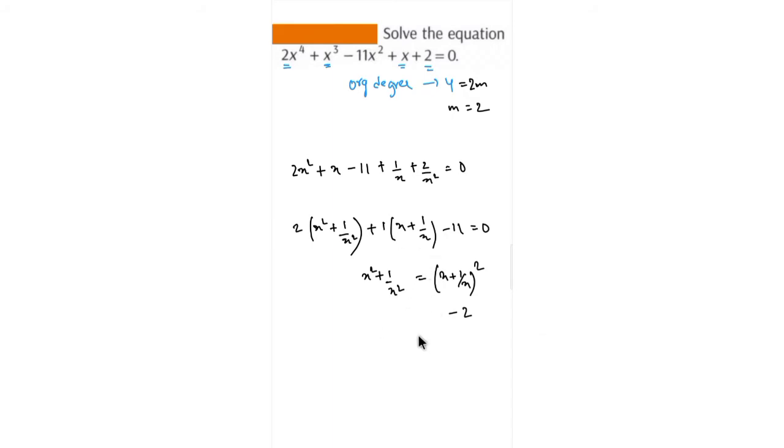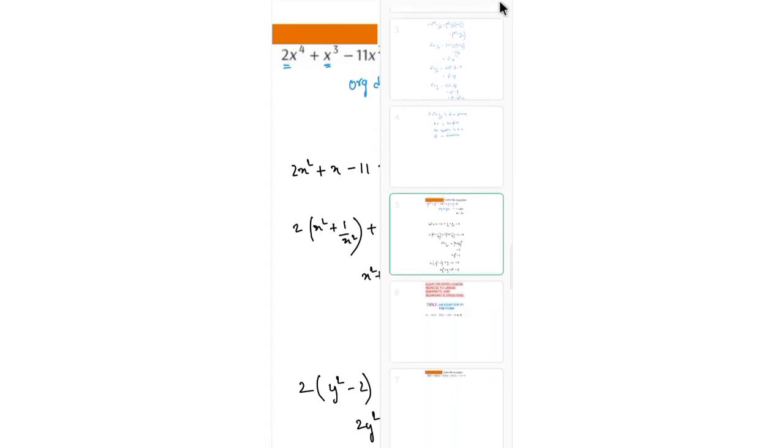So you can assume that x plus 1 by x is some y, so it becomes y square minus 2. I'm not taking it to be z because you might get confused with the previous thing. So it becomes 2 of y square minus 2 plus y minus 11 is equal to 0, isn't it? This is what my equation will be. So it's basically 2y square plus y minus 4 minus 11, which is minus 15, equal to 0. So I've converted my biquadratic equation into a quadratic equation. The properties differ, but solving it becomes easier for us.